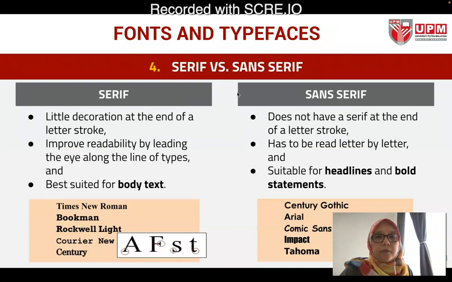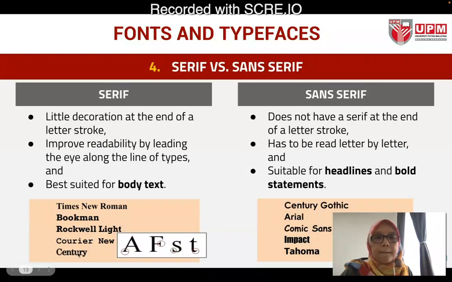Serif versus sans serif. Serif is the little decoration at the end of a letter stroke. For example, in the image at the bottom, you can see that the serif is circled in red. Why we have this little decoration is actually to improve readability by leading the eye along the line of type. So this font is best suited for body text. Some examples of serif fonts are Times New Roman, Bookman, Rockwell Light, Courier New, and also Century.